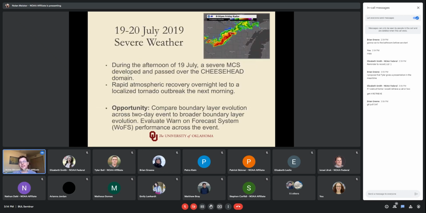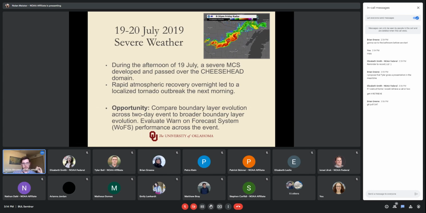So the CHEESEHEAD domain, it's worth noting, is right about here. And on the afternoon of the 19th of July in 2019, the CHEESEHEAD domain was basically run over by a derecho. You can see right here, it went right over. And also this renegade supercell out in front of it that we'll talk about later. So there was this derecho-supercell merger, and then the next morning, the outflow boundary from this MCS returned northward, and in this area there was a localized tornado outbreak.